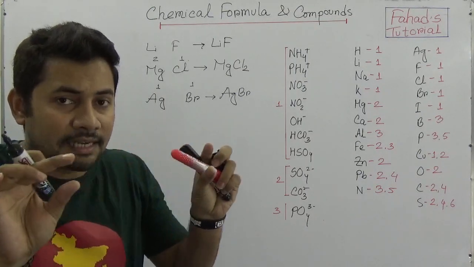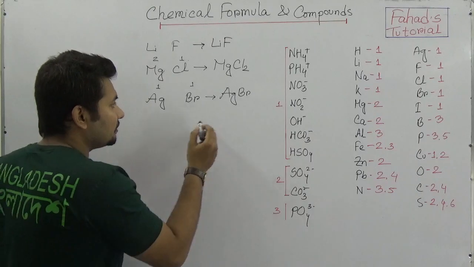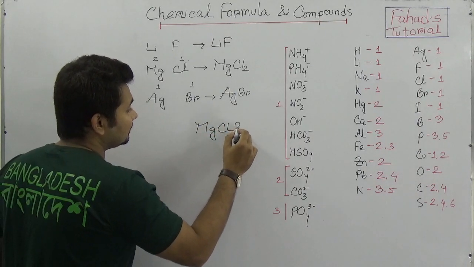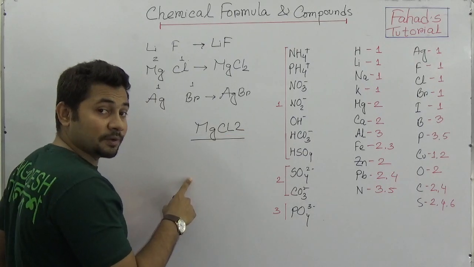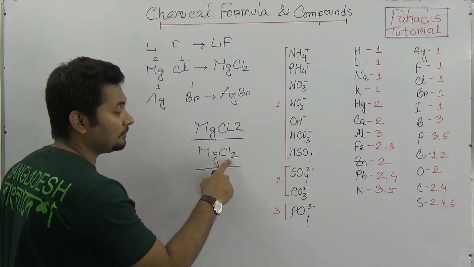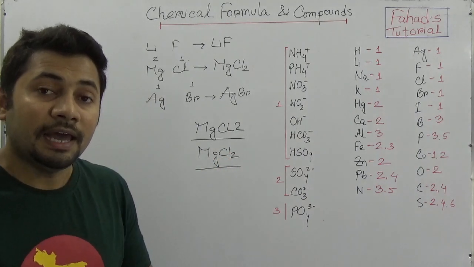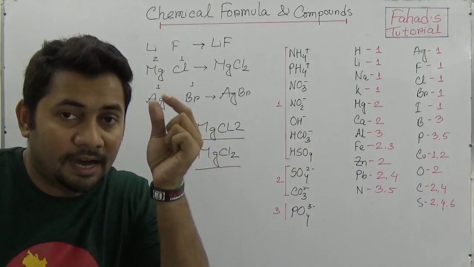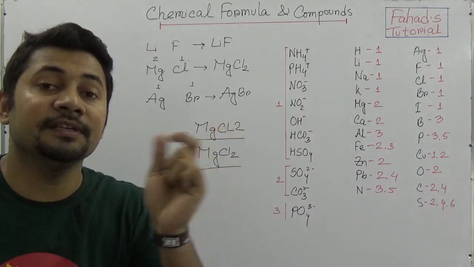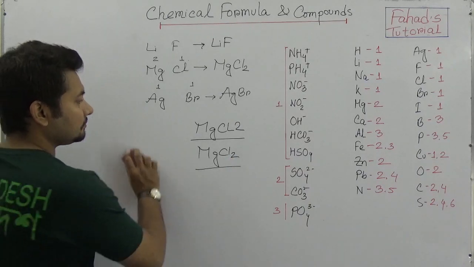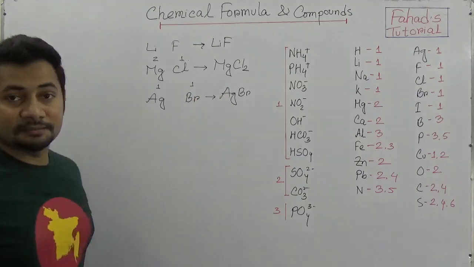And you must know the writing style of these compounds. We should not write it like MgCl2 on the baseline, no, not this way. It should be MgCl with 2 as a subscript. So the number of atoms of an element should be written as a subscript after the symbol of the element. This is very important. Now you see, these are the easier examples.